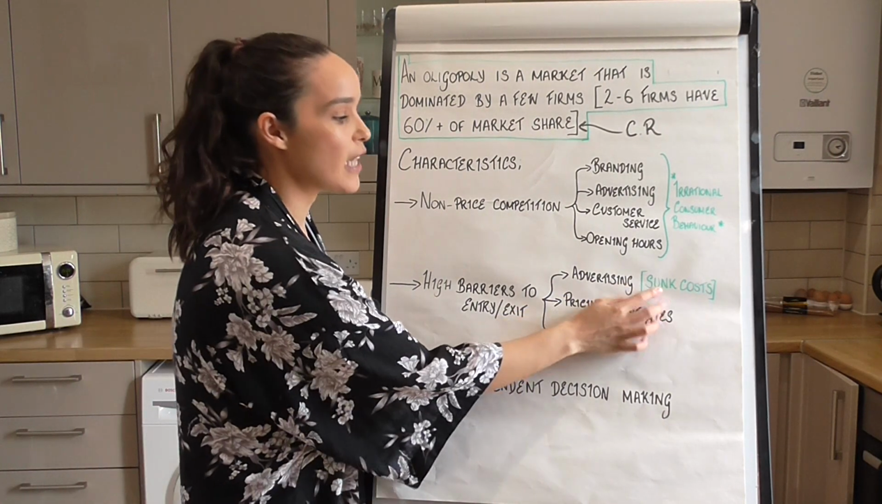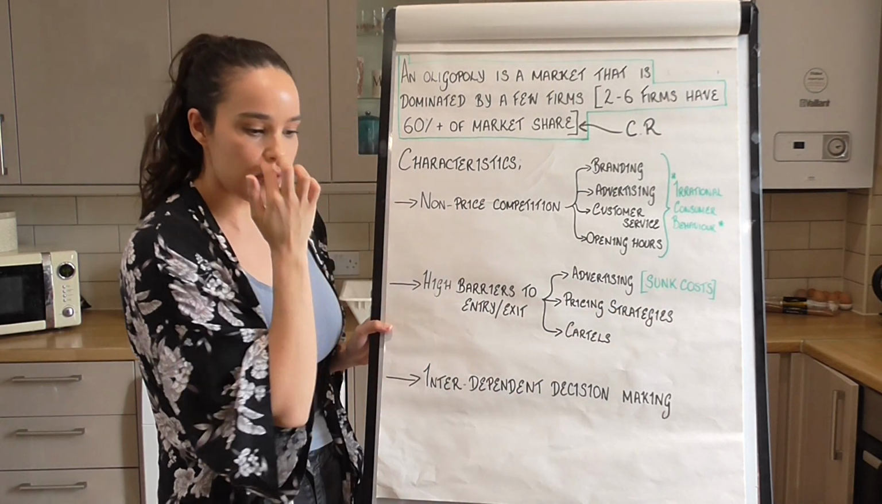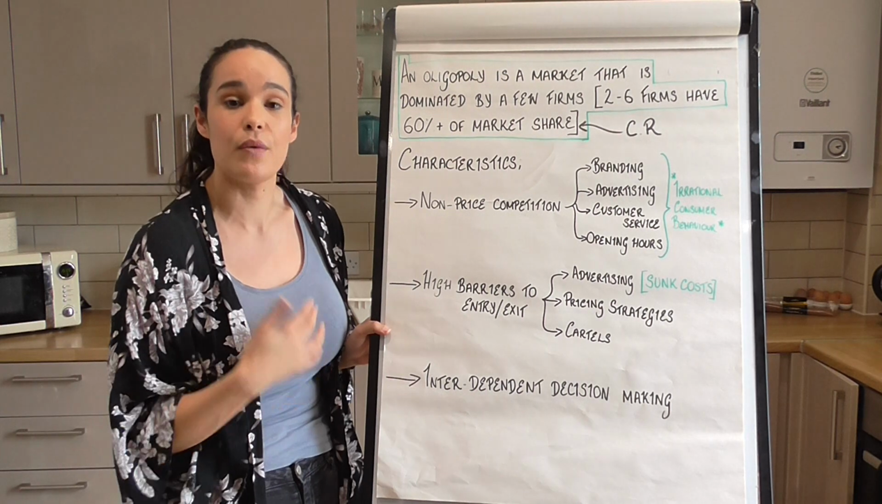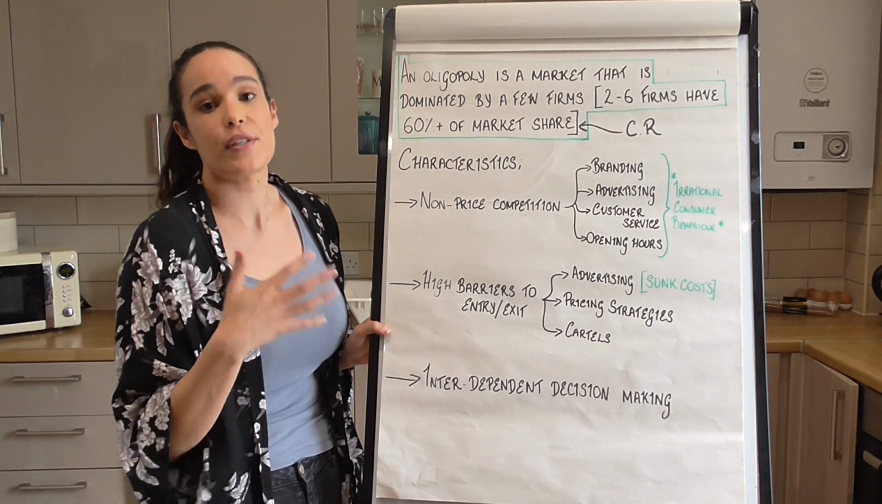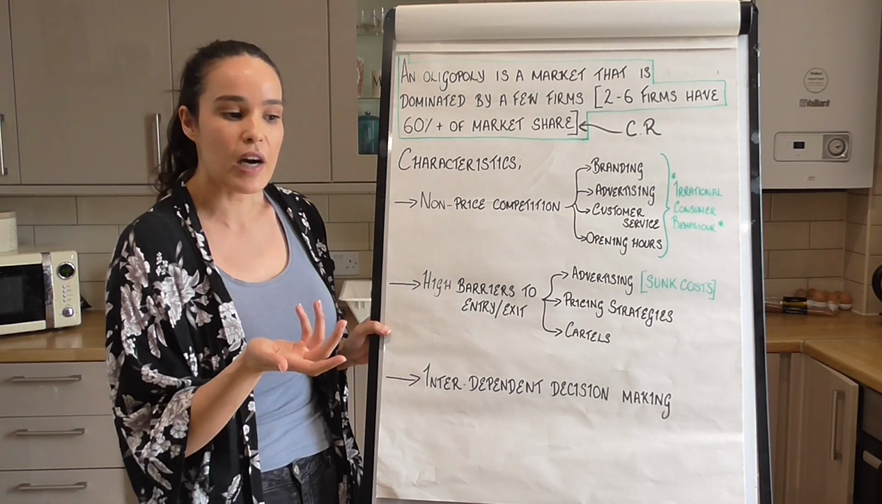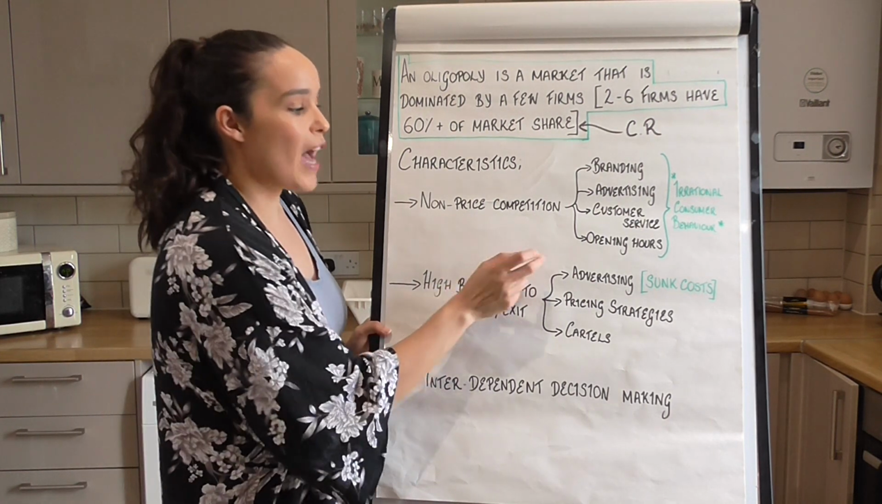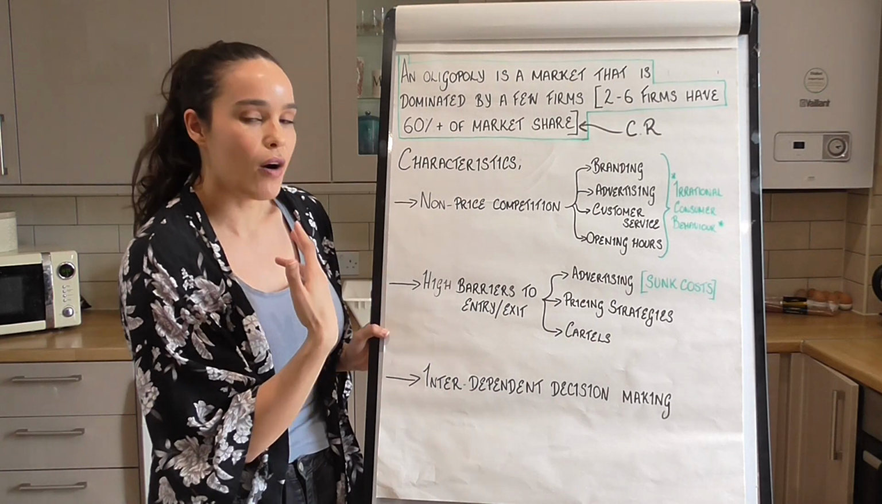So the first one is very high sunk costs. Sunk costs, again, just to reiterate, are costs that you can't get back when you exit the market. So they're costs that you spend to enter the market or while you're in the market that you can't recoup when you leave. So advertising is an example of a sunk cost.